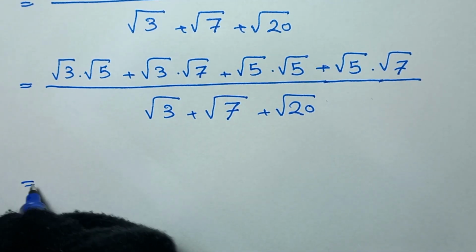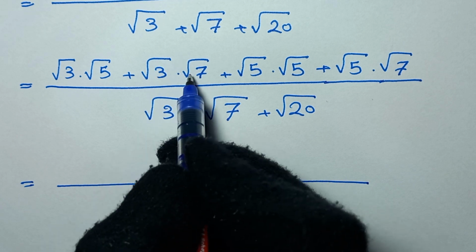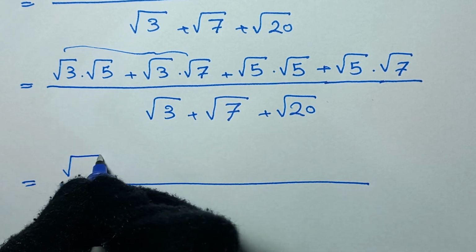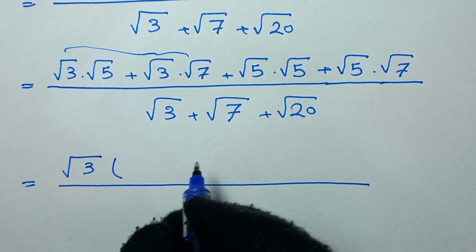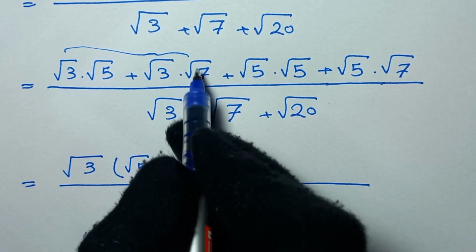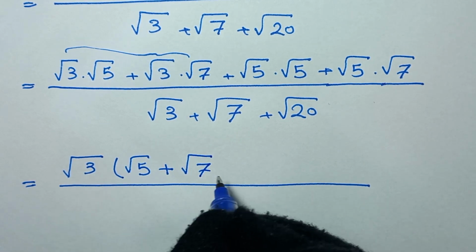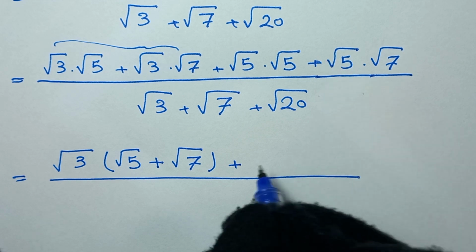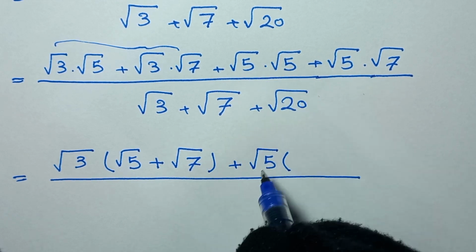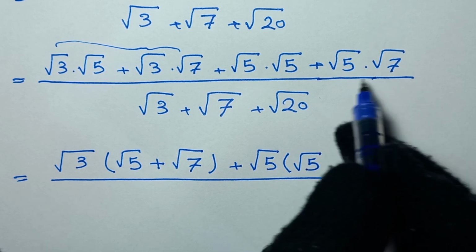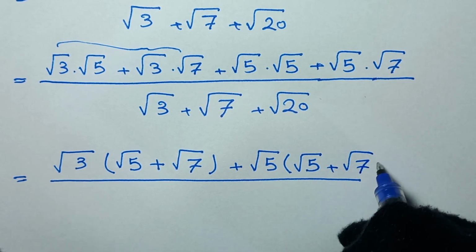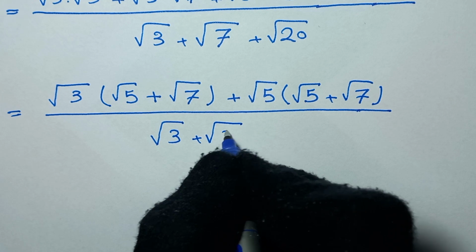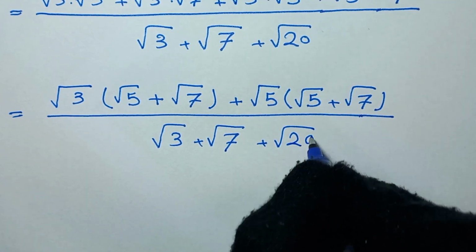And in next step, in here, from these two parts, square root of 3 is common, so we factor square root of 3. And this divided by square root of 3, it will be square root of 5. And this divided by square root of 3, it will be square root of 7. Also, for these two parts, we factor square root of 5. And this divided by square root of 5, it will be square root of 5. And this divided by square root of 5, it will be square root of 7. And over square root of 3 plus square root of 7 plus square root of 20.